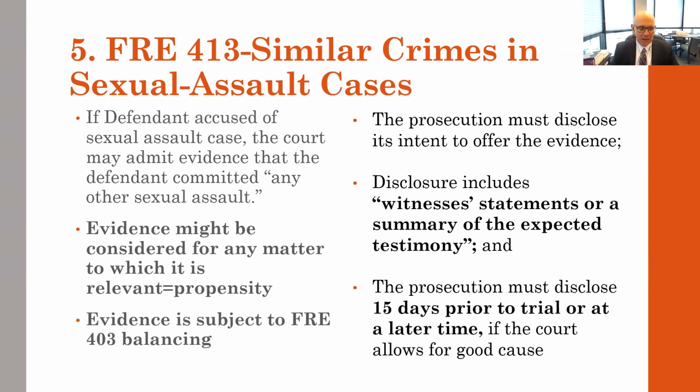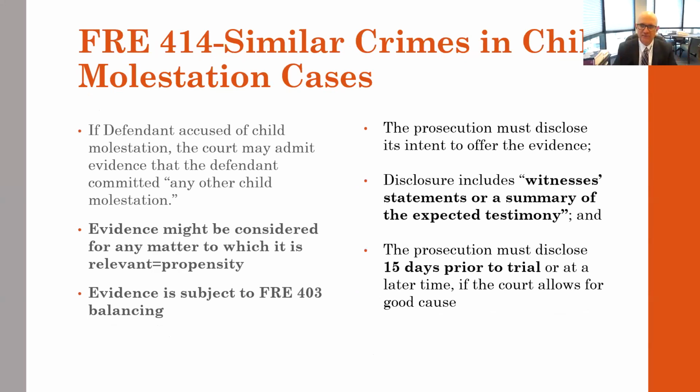According to both rules, evidence can come in for propensity, not only for similar crimes in sexual assault cases under 413, but also in child molestation cases. So again, here all bets are off. In those cases, the evidence can come in for propensity purposes, which is really mind-boggling to me, but that's the way the rule is.